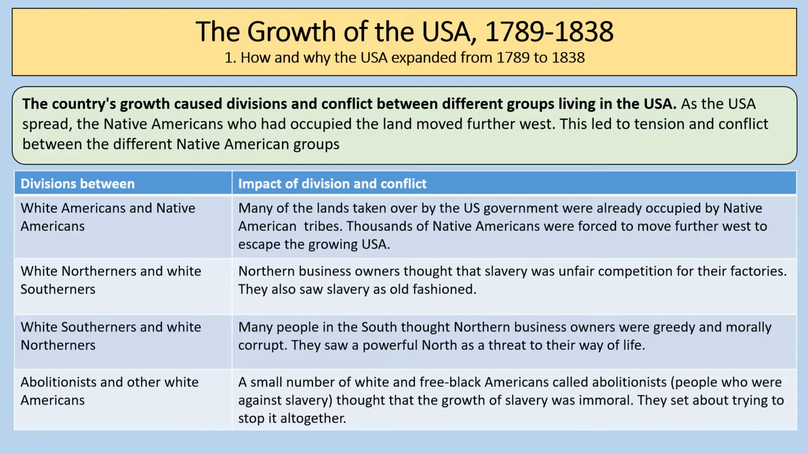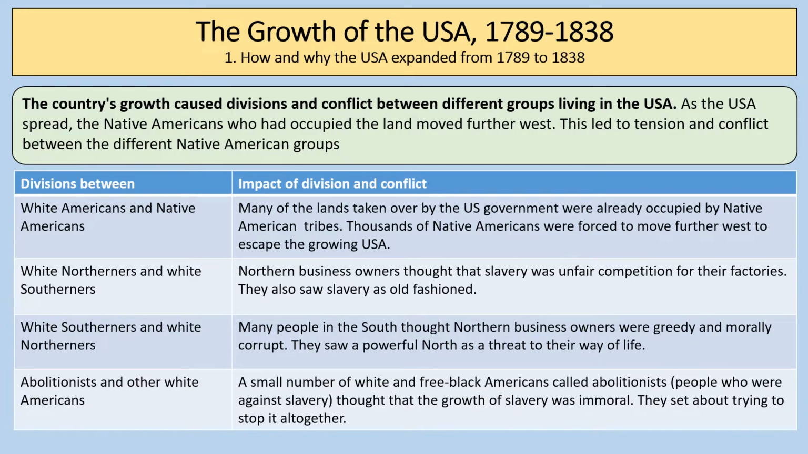There was also tension between white Northerners and white Southerners. So Northern business owners thought that slavery was unfair competition to their factories, and they also saw slavery as old-fashioned. Now, we're going to look at this in a bit more detail later on, but basically there was a real tension between the North and the South over slavery.